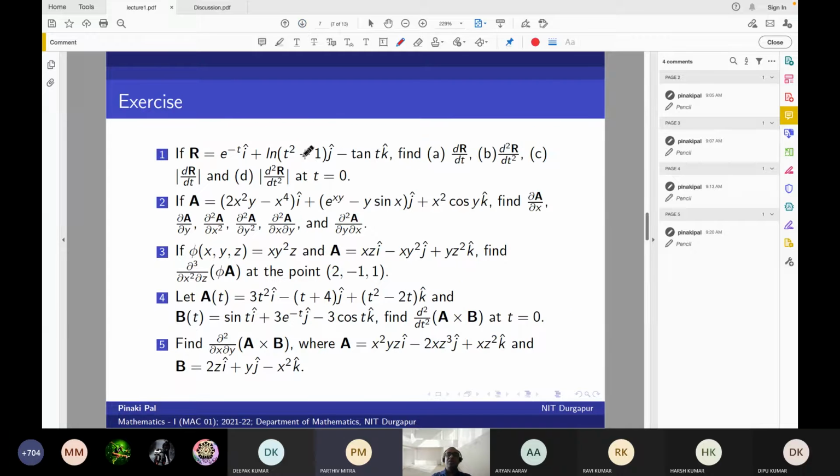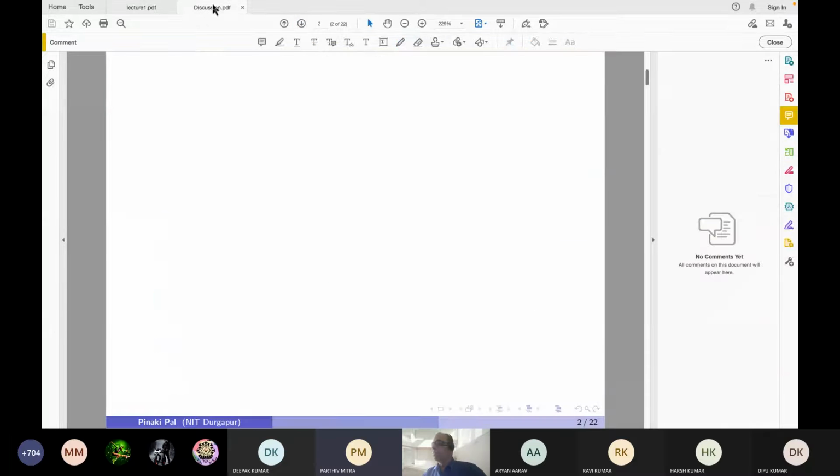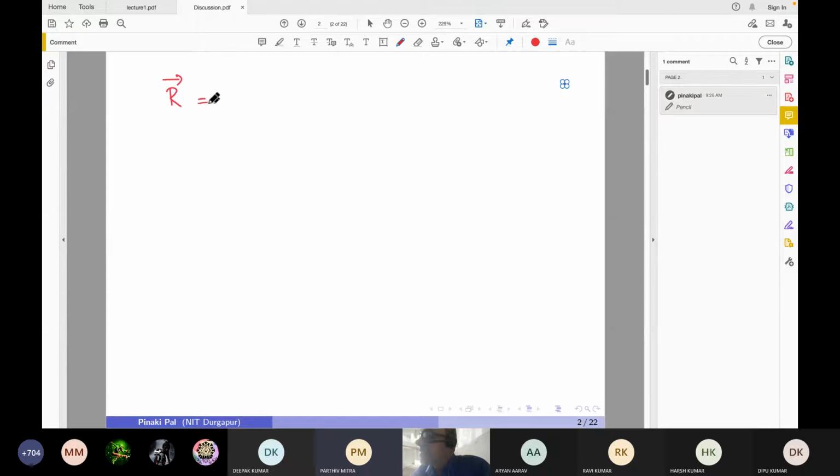Well, so here I have kept some of the exercise problems. You can consider this. So I will show you some of the solutions. So R is equal to e to the power ti plus ln t square plus 1 j, and the next vector is equal to e to the power minus ti.